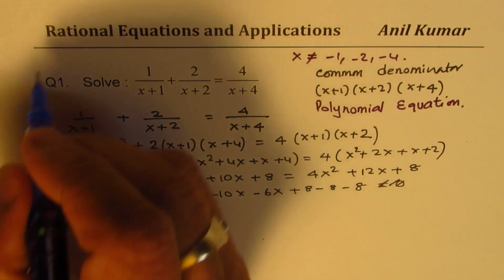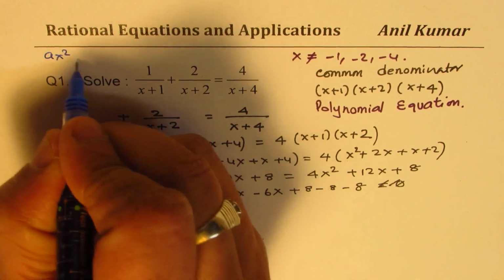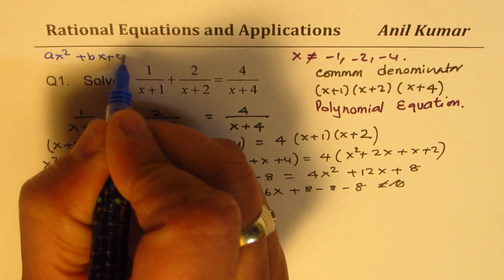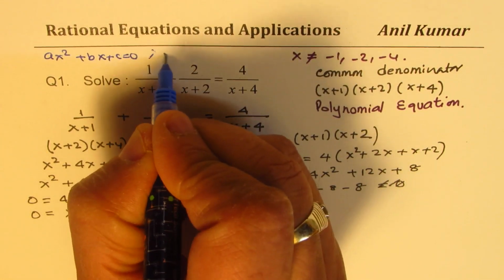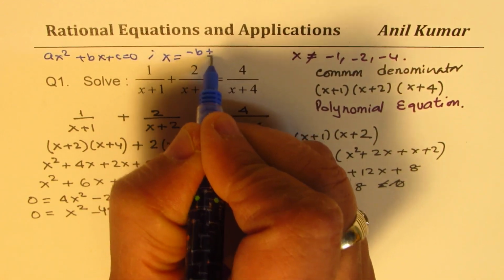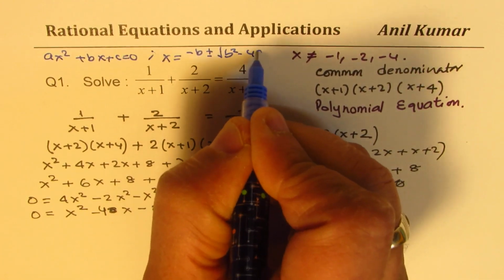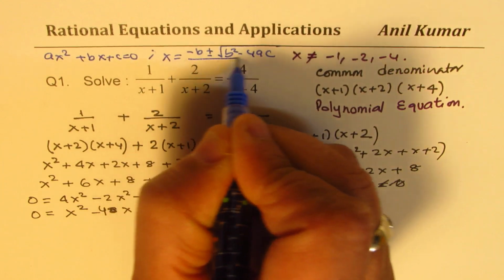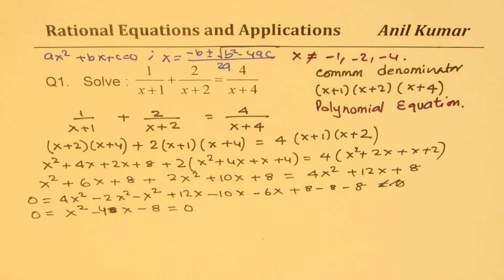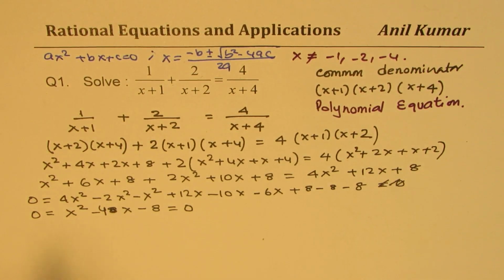Quadratic formula: if you have the equation ax squared plus bx plus c equals 0, in that case x is equal to minus b plus minus the square root of b squared minus 4ac, over 2a. So this is the formula which we are going to use to find x.